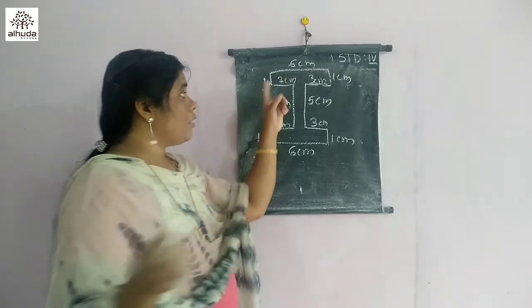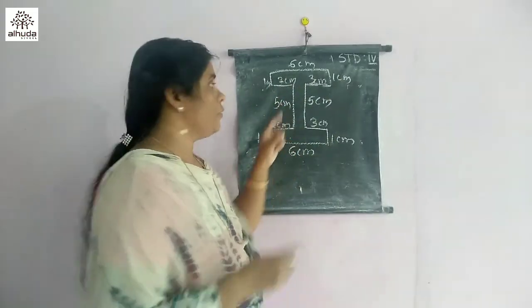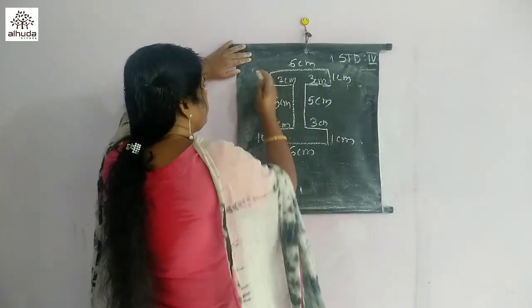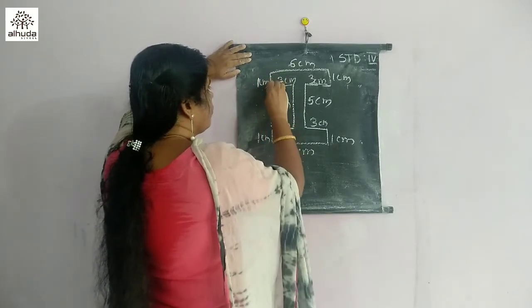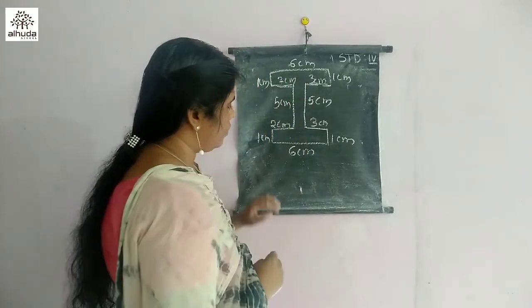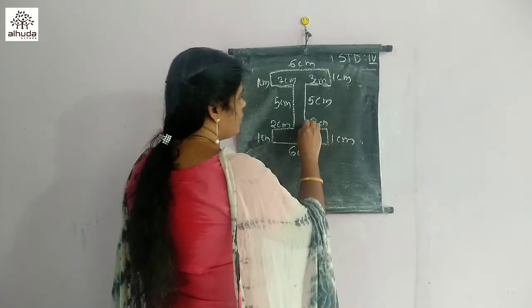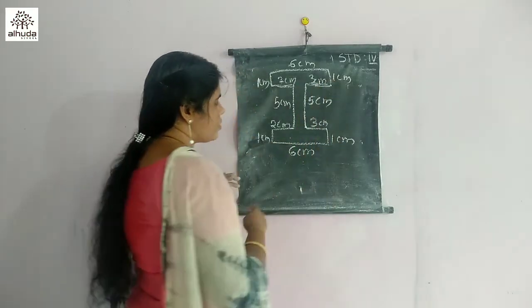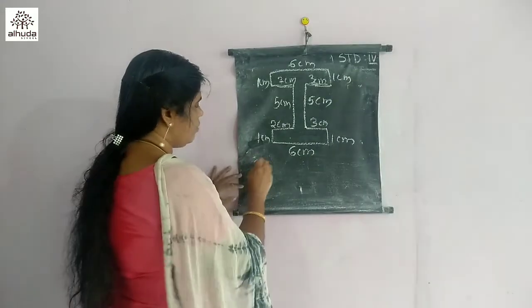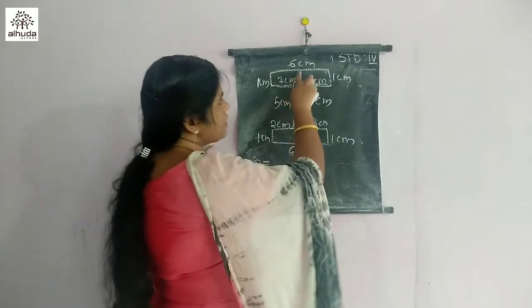Next question, you want to find out the perimeter of this closed figure. How do we find out? So, we should find out the total length of this figure. Okay. So, first we are going to add, perimeter is equal to, here we start.